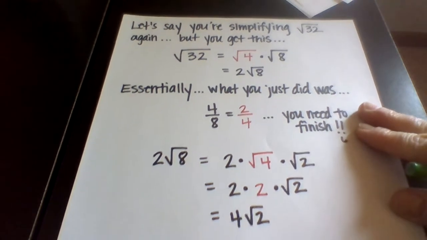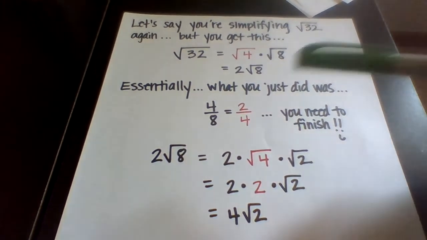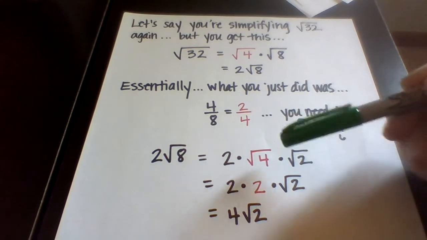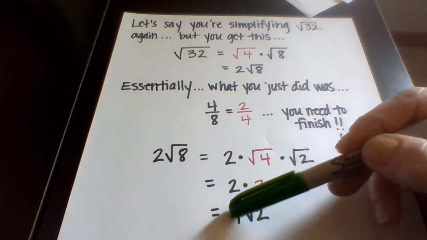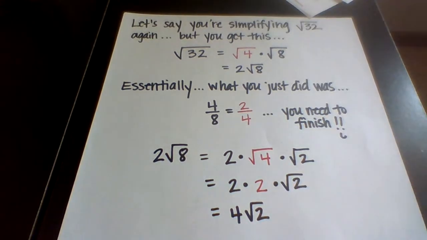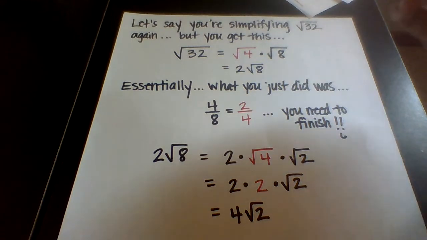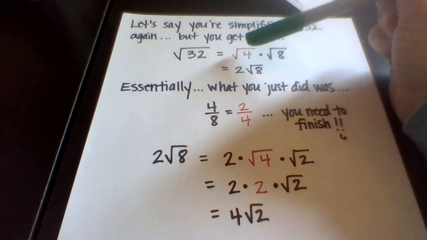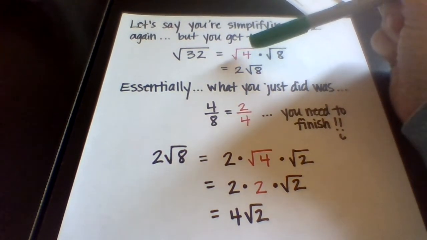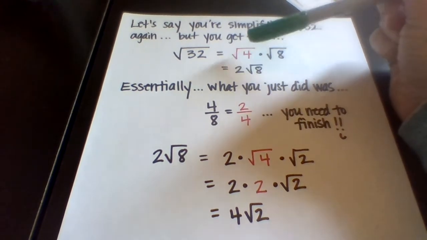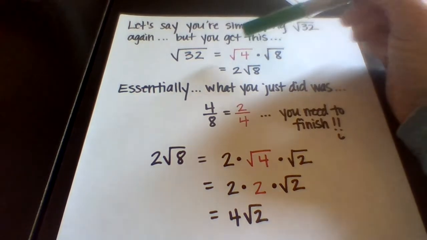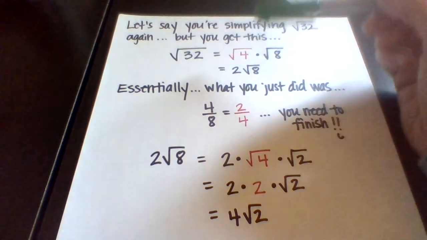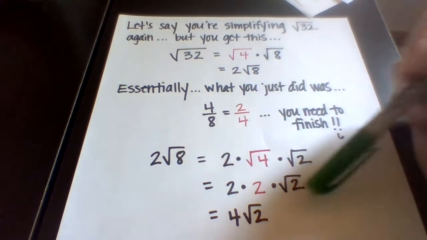So 2 the square root of 8 is 2 times the square root of 4 times the square root of 2. This becomes a 2. So 2 times 2 is 4 for the square root of 2. So what you didn't do is way up here. You did not get the largest perfect square number that went into 32. And that's why getting the largest perfect square number is so important. Because if you don't, you still need to finish.